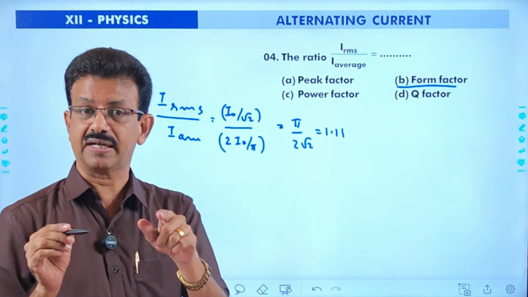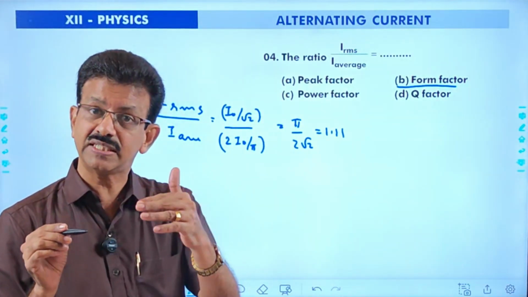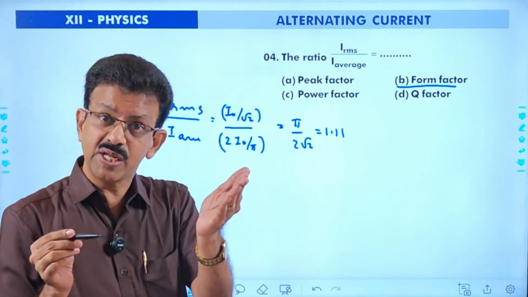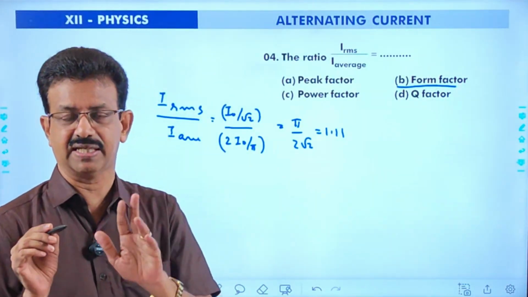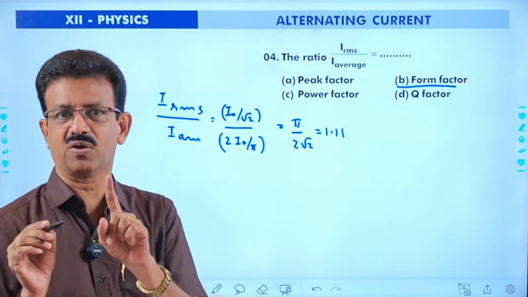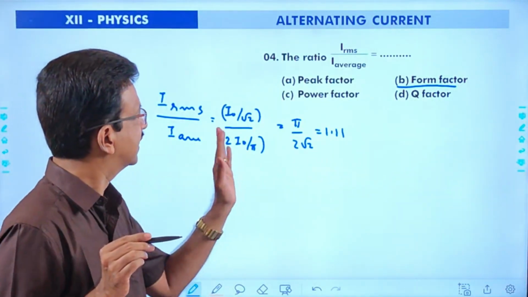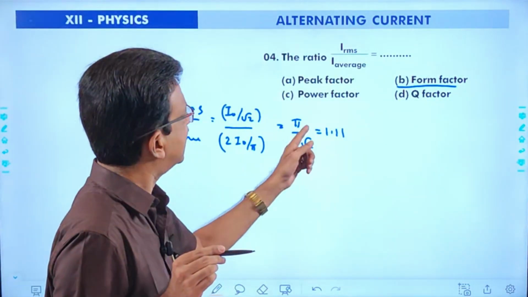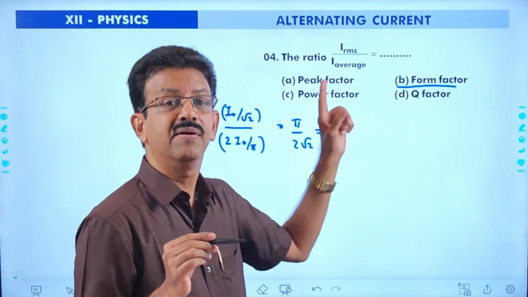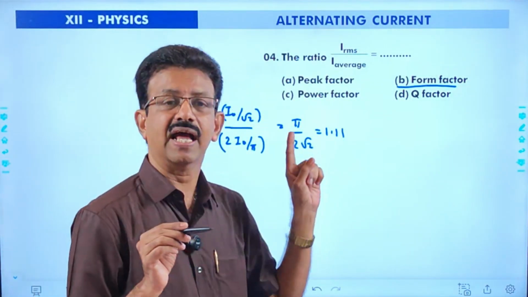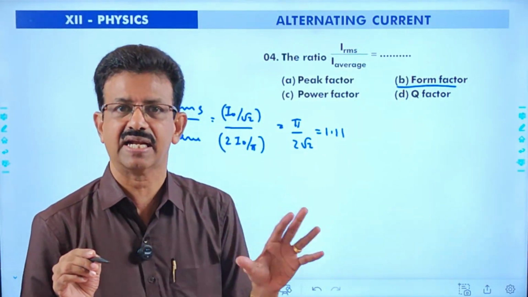Fourth one, Q factor. In an LCR resonance circuit, the ratio of any of the reactance to the resistance is called the quality factor or Q factor of AC. These are all existing terms, but here the correct answer is B. Form factor is the correct choice. That is, B choice is the correct answer.